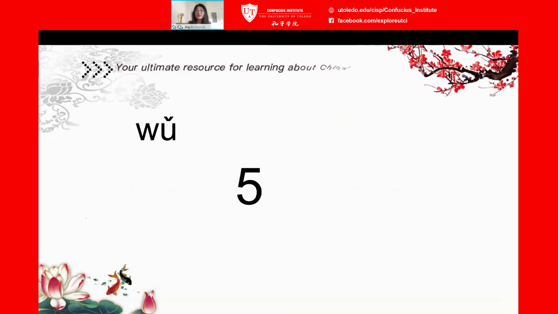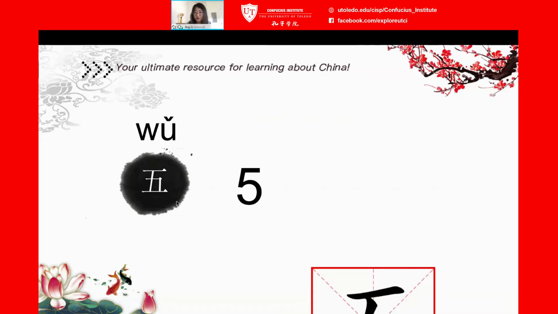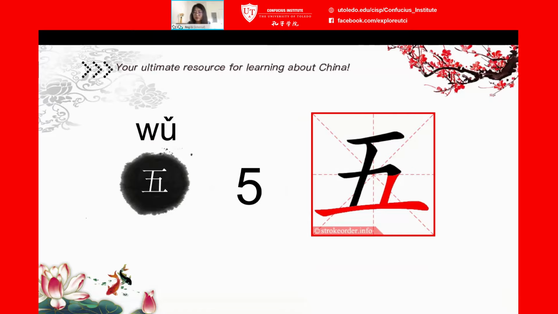Number five, wu. Repeat and follow me, wu. This Chinese character is third tone. How to write it? Left to right, up to down. You can take notes or just use your finger.